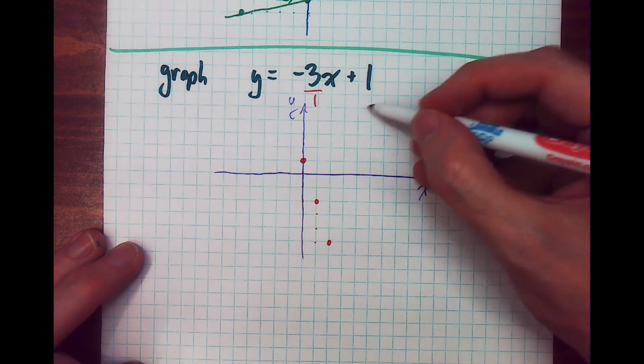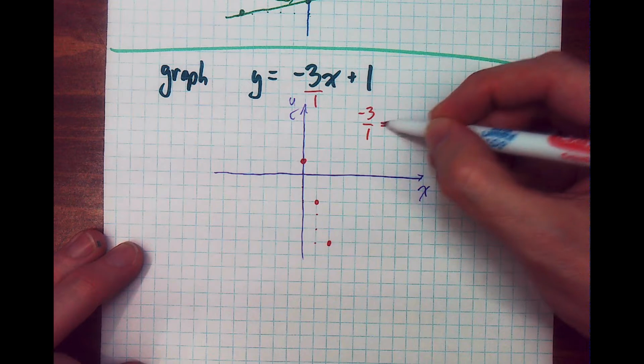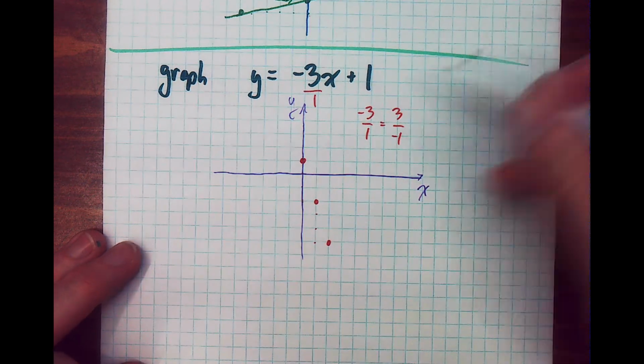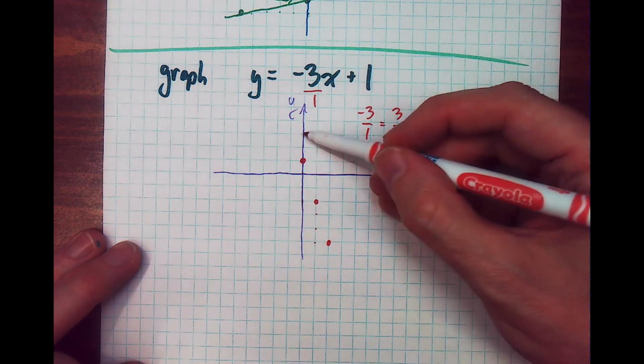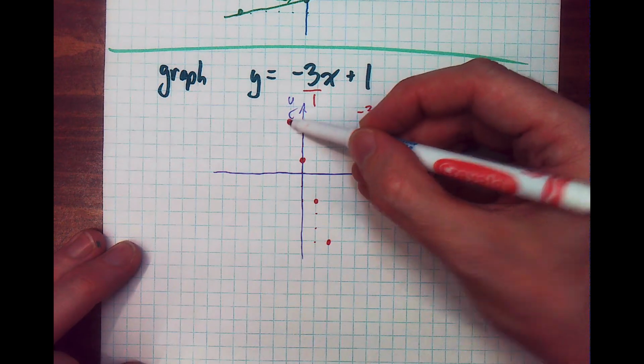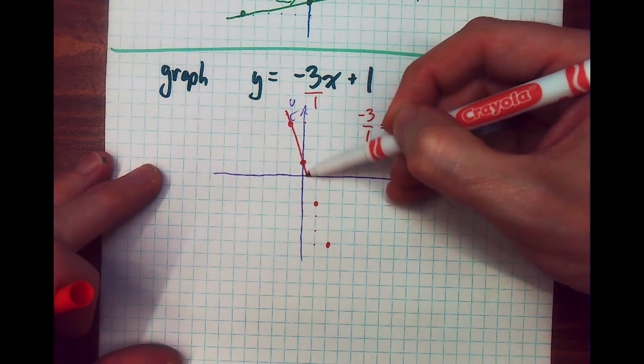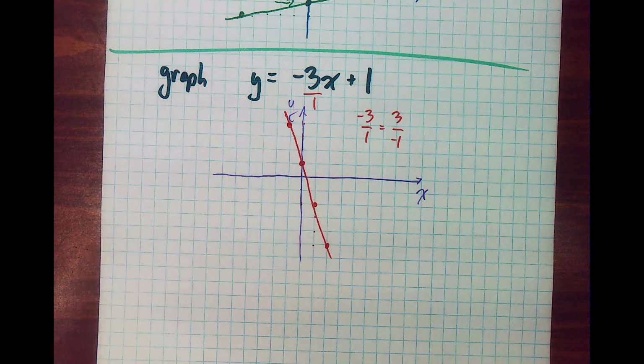Or I can go in the positive direction. -3 over 1 is the same as 3 over -1. So I could rise 3, 1, 2, 3, and then I can run -1. And again, all these points should be in a nice straight line.